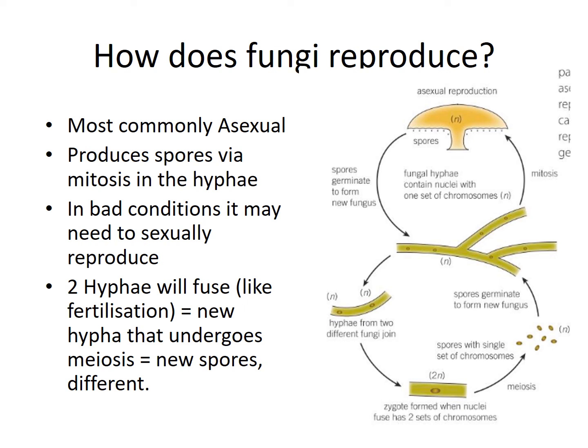In bad conditions, so fungi like warm, moist environments, so if an environment's quite dry, it might not be able to reproduce successfully because it's not well adapted. So then it might need to sexually reproduce. So what will happen is two hyphae, so these are parts of a fungi, will produce.